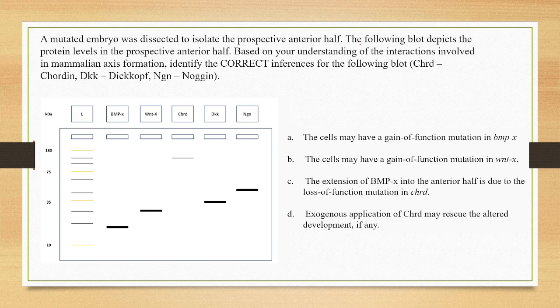So the options are: the cells may have a gain of function mutation in BMP-X. The cells may have a gain of function mutation in Wnt-X. The extension of BMP-X into the anterior half is due to the loss of function mutation in the chordin. Exogenous application of chordin may rescue the altered development, if any. So I'll give you 4 minutes because it's a logical question and you have just dealt with a very big conceptual question. So 4 minutes, think and try to solve this question.